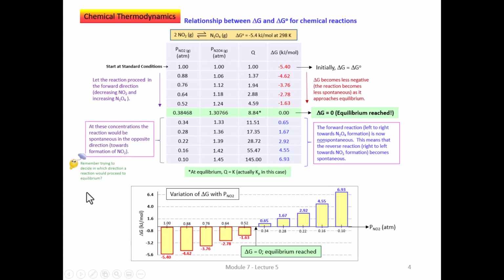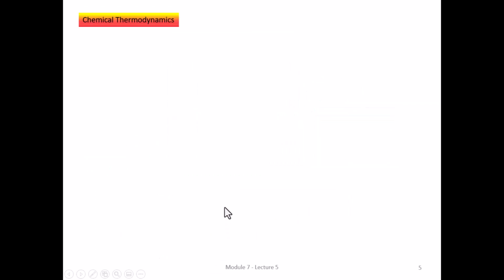So remember, this is very similar to trying to decide in previous modules in which direction a reaction would proceed to equilibrium. So, to summarize so far, the actual delta G for a reaction is equal to the standard delta G plus an adjustment.